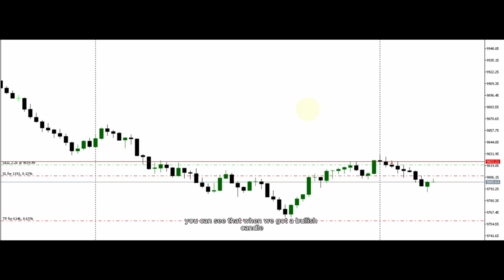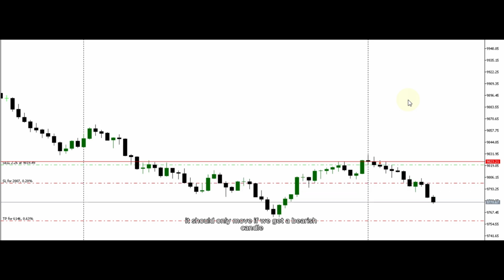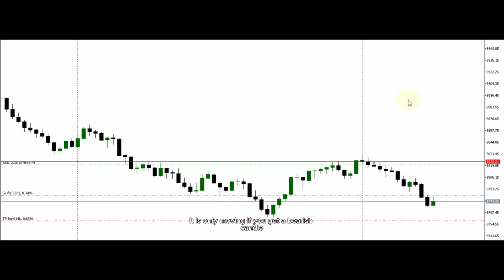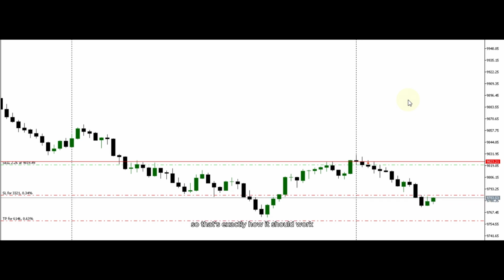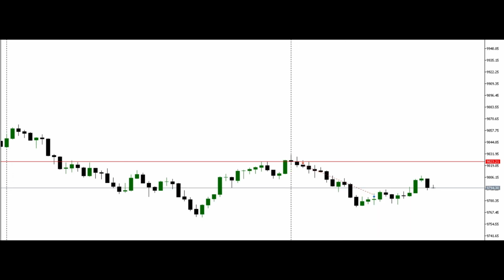You can see that when we got a bullish candle, the trailing stop did not move, the stop loss did not move to the high price. It will only move if we get a bearish candle. You can see that it is only moving if we get a bearish candle. So that's exactly how it will work. Can you see it got us out on profit?